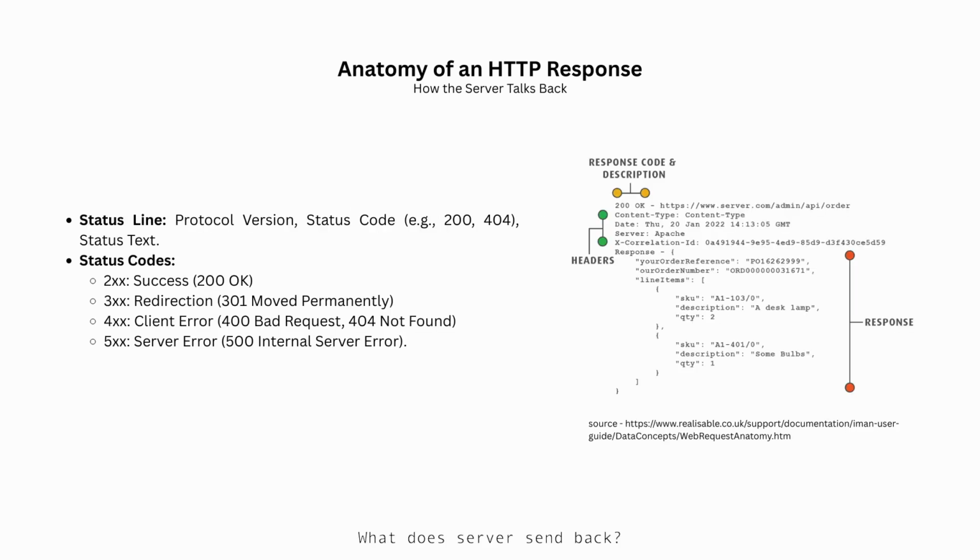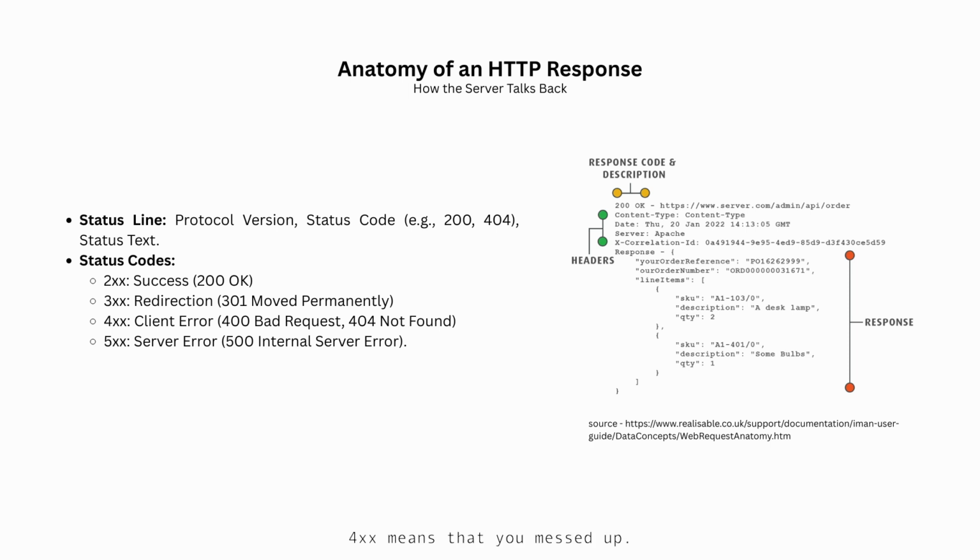What does the server send back? The response starts with a status line consisting of the protocol version and a status code, which is a magical 3-digit number. The status codes are grouped into 5 families, and once you learn them, you can debug almost any web issue. 2xx means success. 200 OK is your best friend and it means everything worked. 3xx means redirection. The resource moved and you need to follow a new URL.